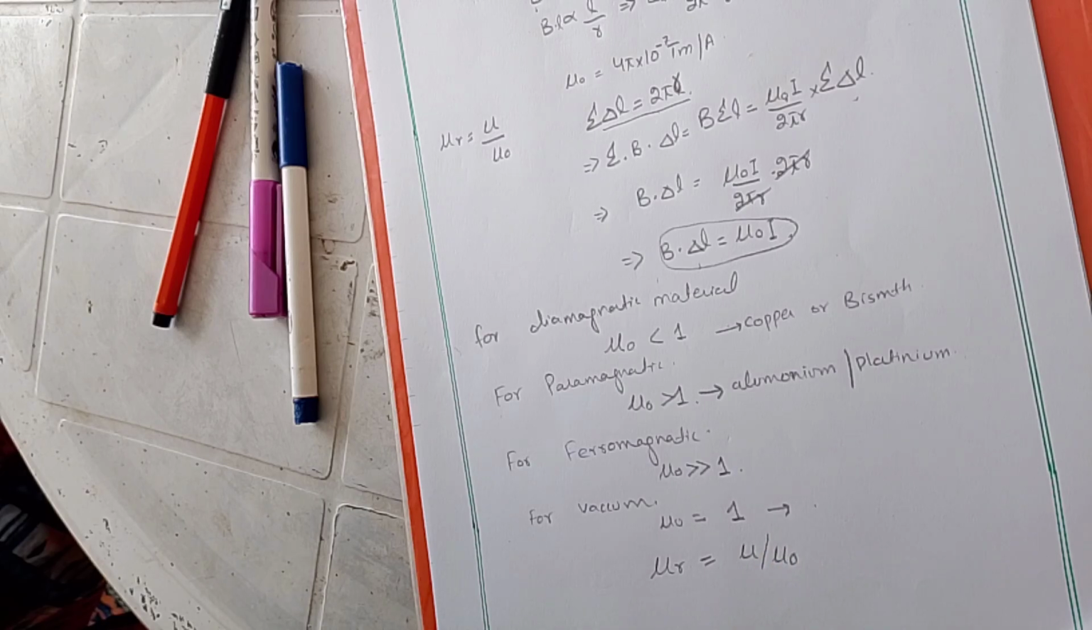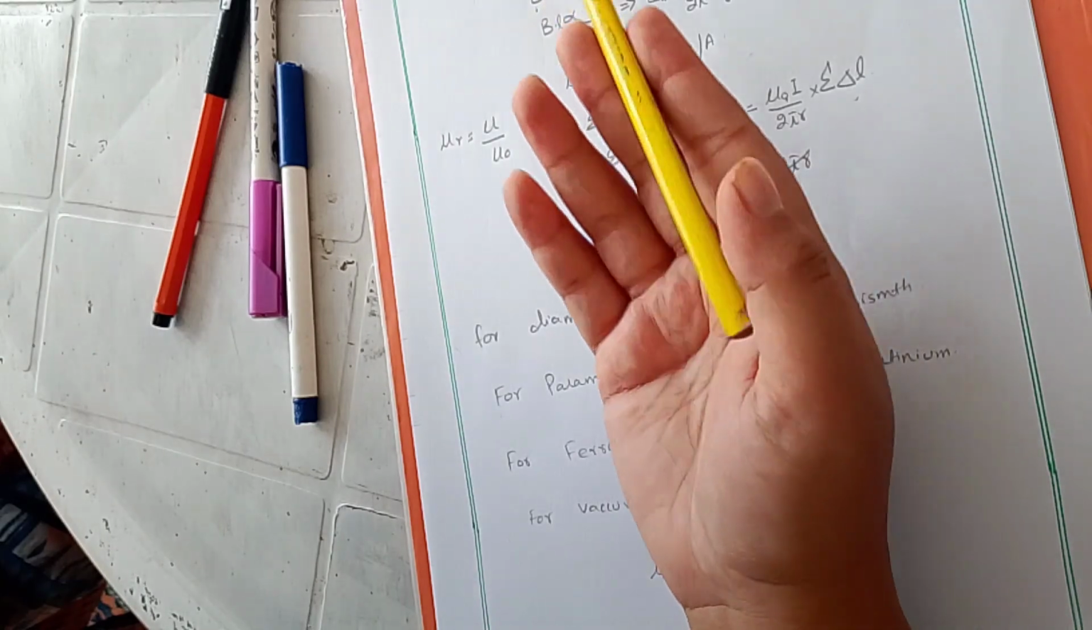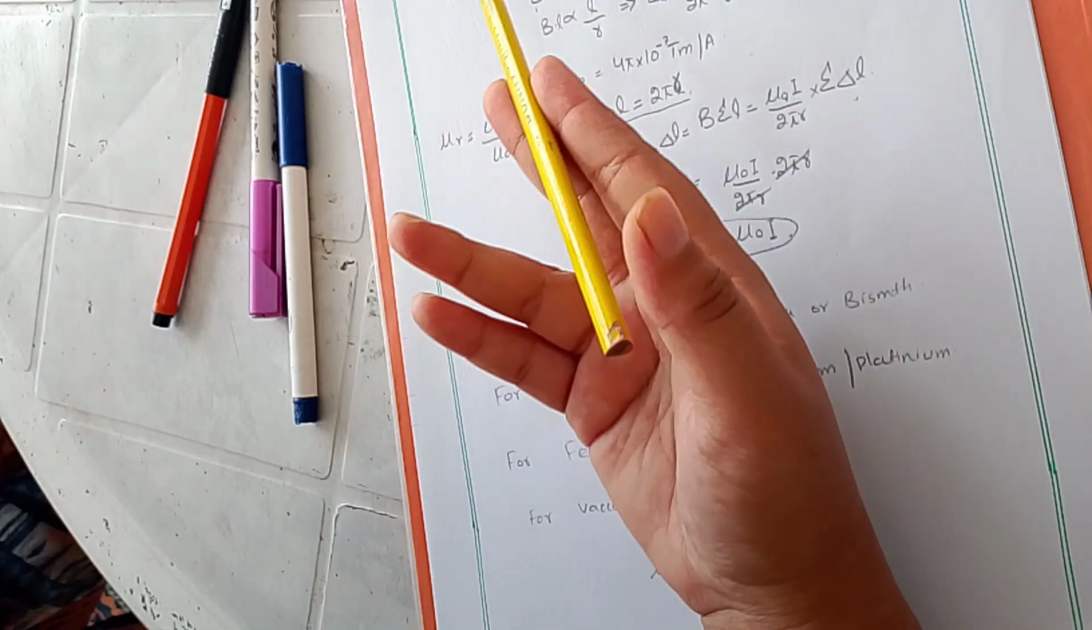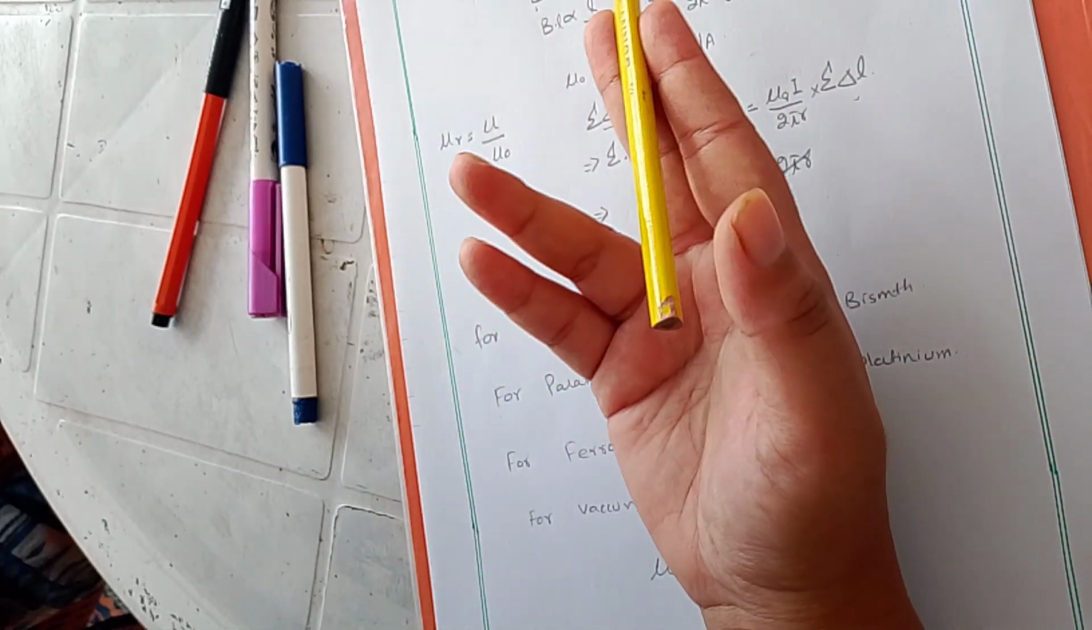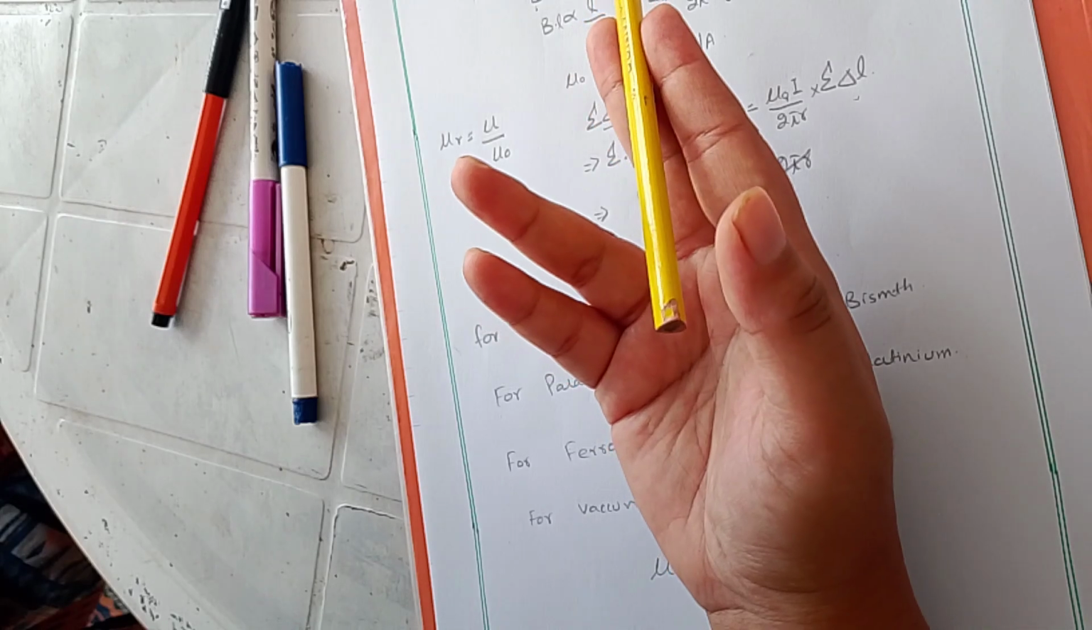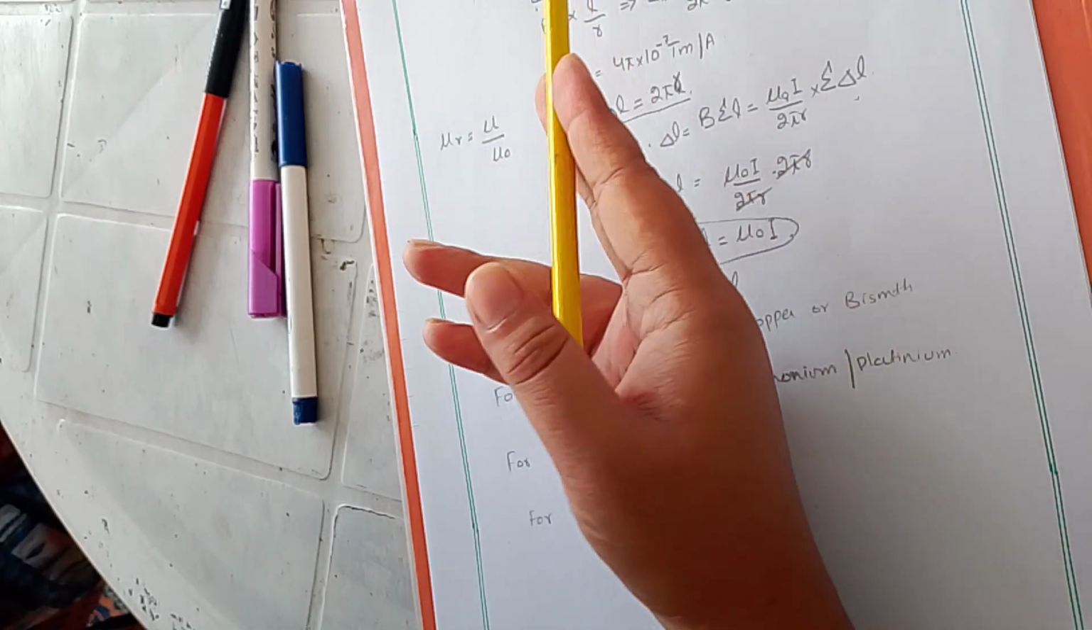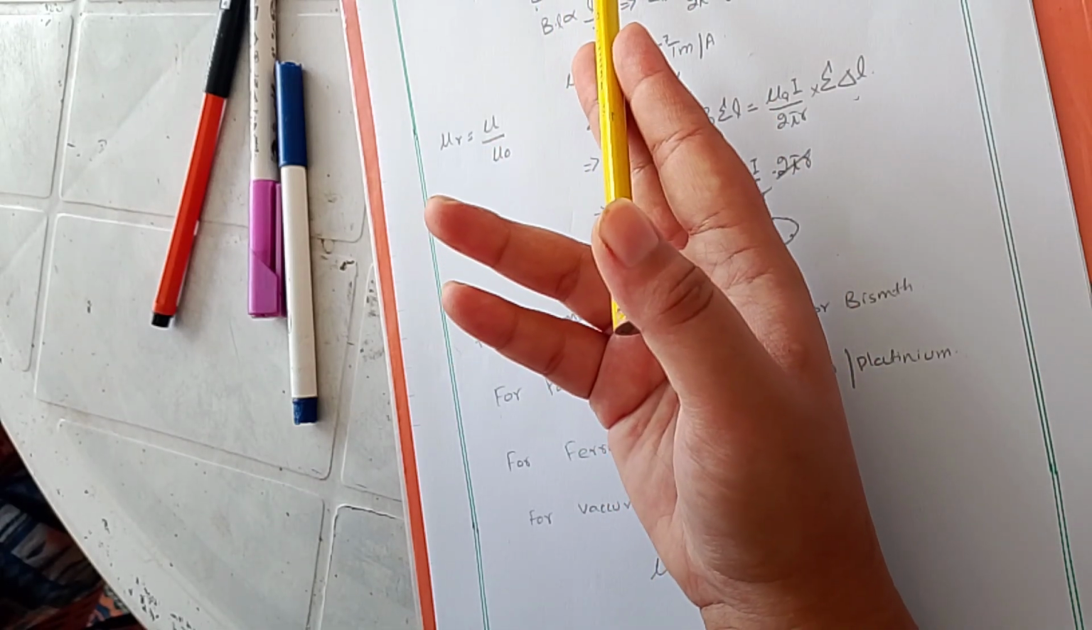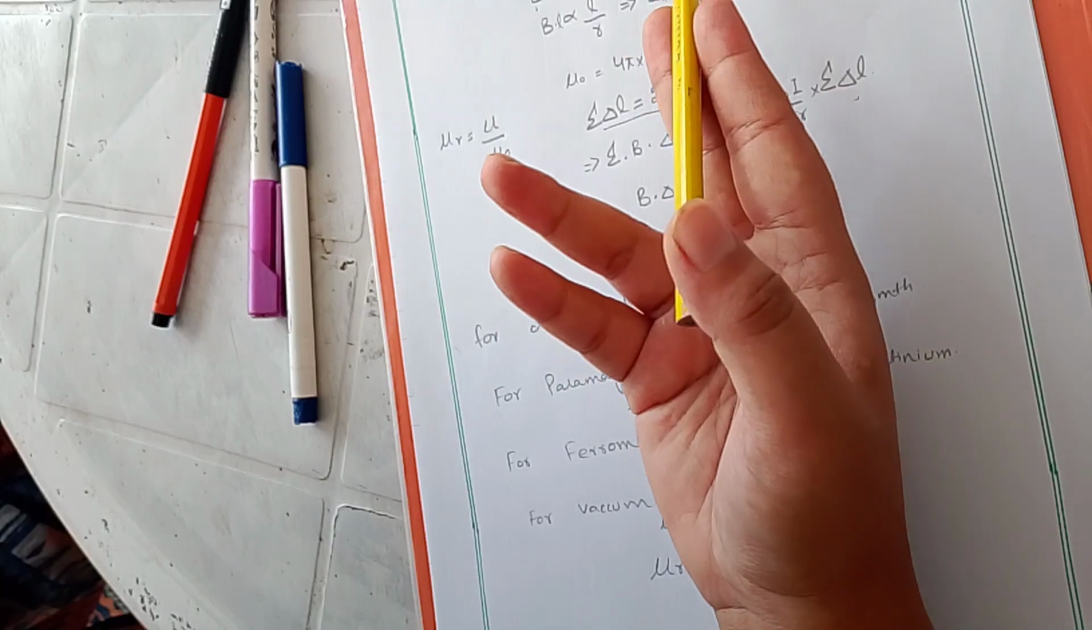So this was all about Ampere's law. Let us summarize again. The statement was: for any closed loop, the sum of length element multiplied by magnetic field parallel to that will be directly proportional to the current enclosed in that loop, and we can write it as summation of B dot delta L proportional to current enclosed.